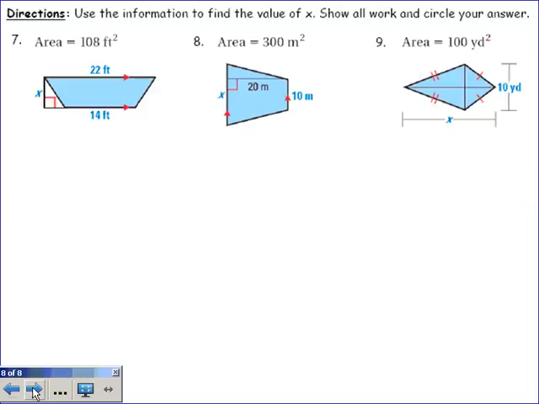Okay. Number 7, 8, and 9, they're different, aren't they? Use the information to find the value of x. Show all your work and circle your answer. Let's identify the shapes first. What shape is 7? It is a trapezoid. What shape is number 8? Also a trapezoid. What shape is 9? Kite. What's the area formula for a trapezoid?